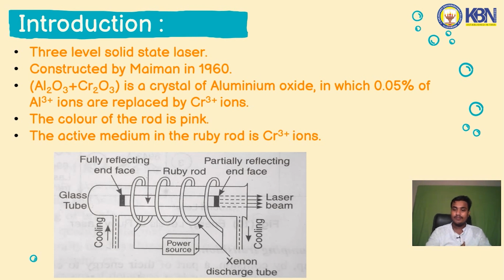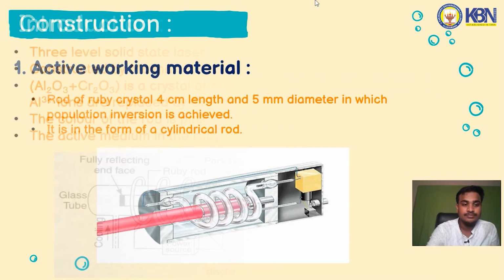The Ruby laser consists of a ruby rod, which is pink in color and made up of aluminum oxide and chromium oxide. It is a crystal of aluminum oxide in which 0.05% of the aluminum ions are replaced by chromium ions, and the color of the rod is pink. The active medium of the Ruby laser is chromium ions. The chromium ions are responsible for the lasing action.